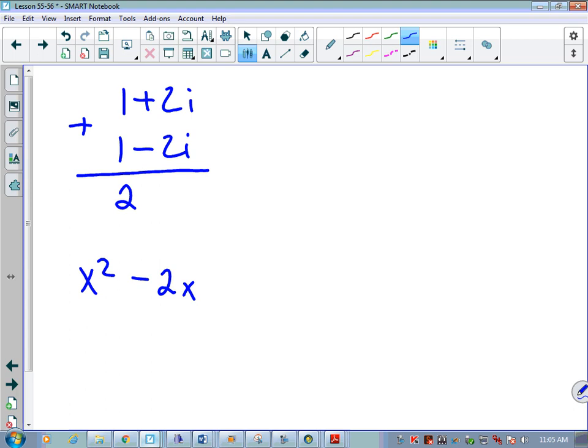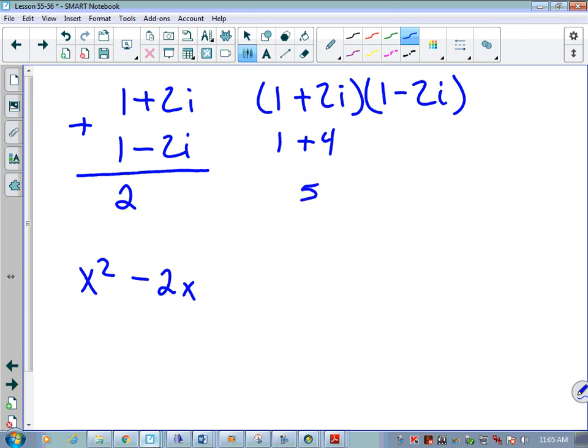All right? Now for the product. 1 plus 2i, 1 minus 2i. Okay, 1 times 1 is 1. All right? Then I just need to do the 2i's because it's a sum and difference. So 2i times negative 2i is negative 4i squared, which is positive 4, which makes positive 5. So x squared minus 2x plus 5 equals 0.